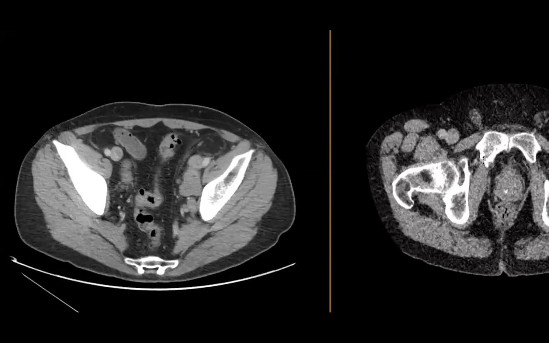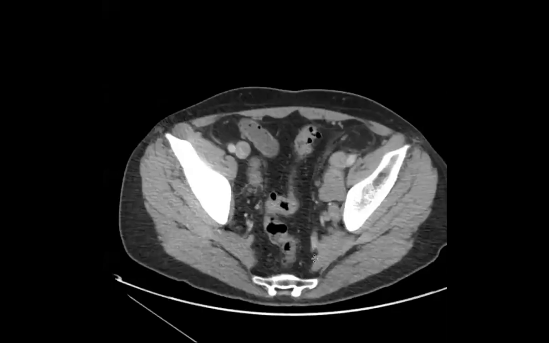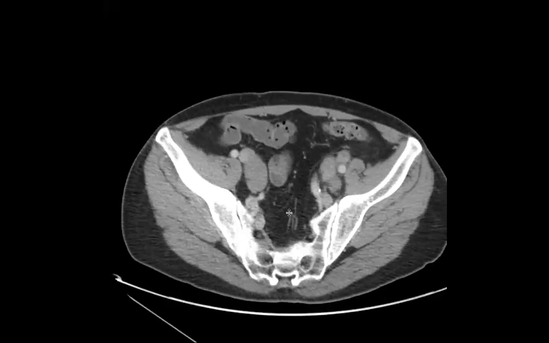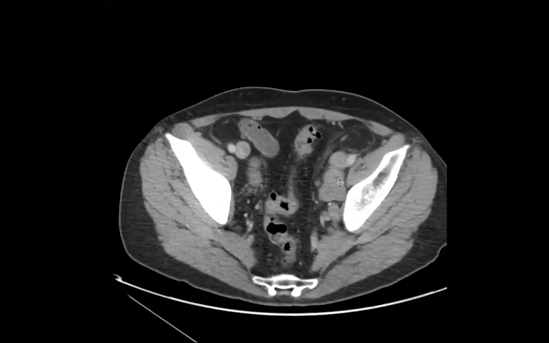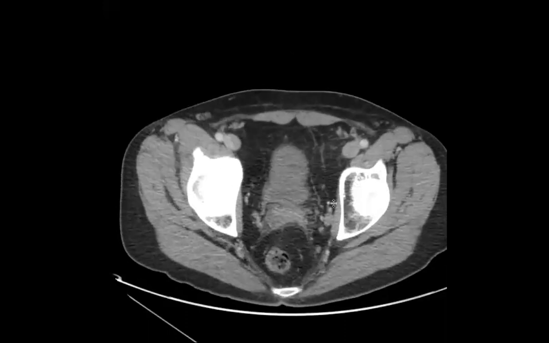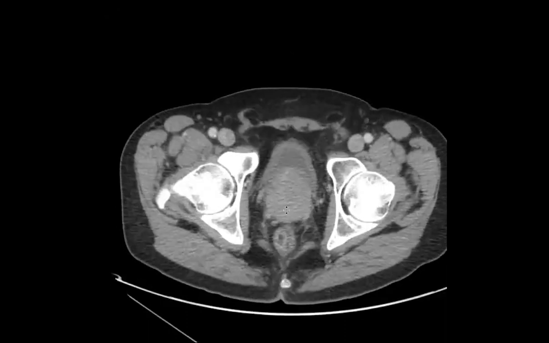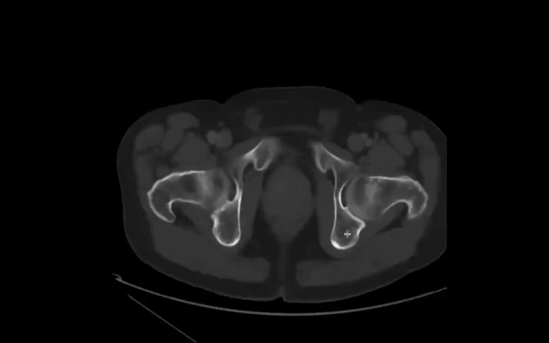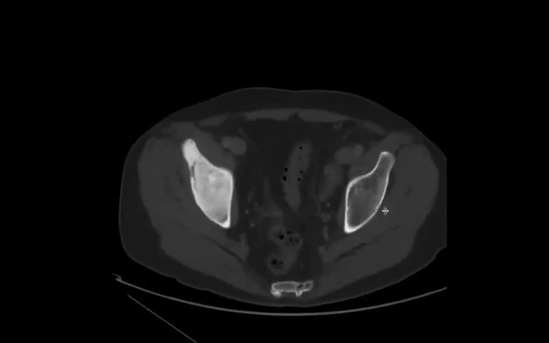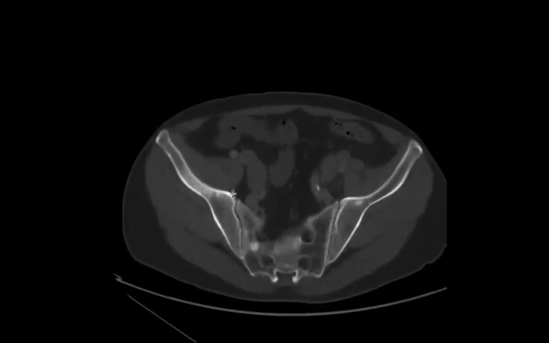So I'm going to start with 4 time points. This is the first time point. As you can see on this CT, there are bilateral pelvic side wall metastases from a new diagnosis of prostate cancer. And then if I go on to the bone windows, there were some osseous metastases here as well.